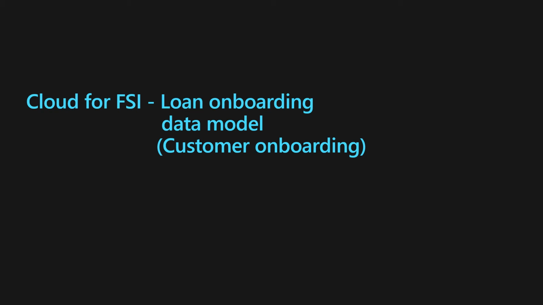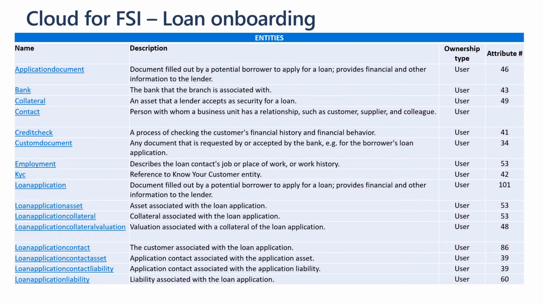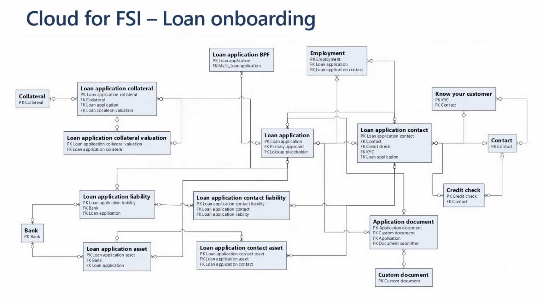The next layer in the data model is the loan onboarding layer. The loan onboarding data model contains the next key entities: application document, bank, contact, credit check, employment, know your customer, loan application assets, and so on. In this slide, you can see all those entities placed in the schema. Here you can see all relationships between different entities in this loan onboarding data model.